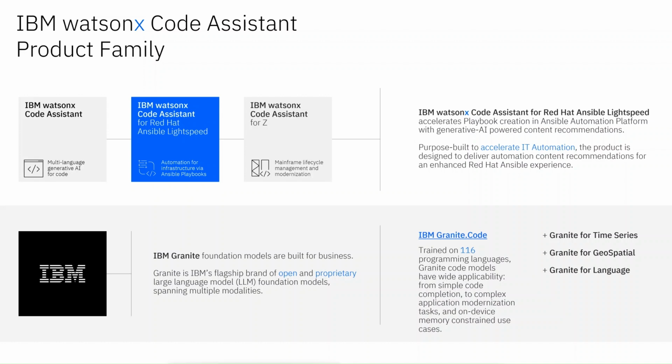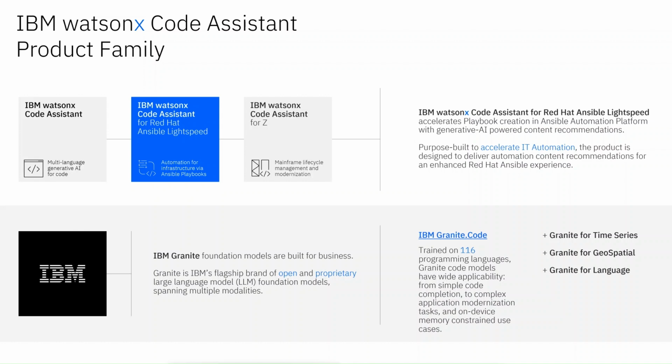IBM watsonx Code Assistant is the flagship offering in a suite of generative AI code assistant products, which also include offerings from Ansible Automation Platform and IBM Systems Modernization via Code Assistant for Red Hat Ansible Lightspeed and Code Assistant for Z respectively. Developers and IT operators can utilize watsonx Code Assistant to speed up application modernization efforts and generate Ansible-based automation jobs to rapidly scale out IT environments.